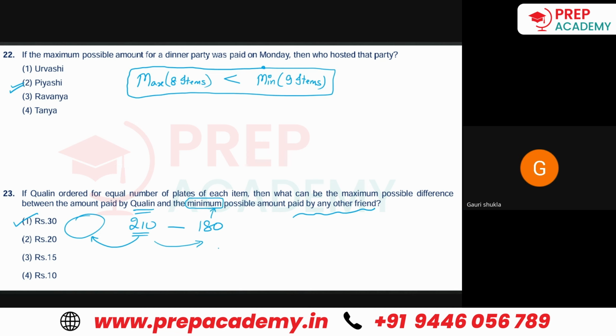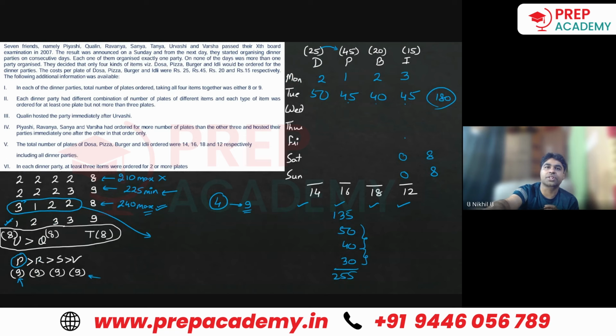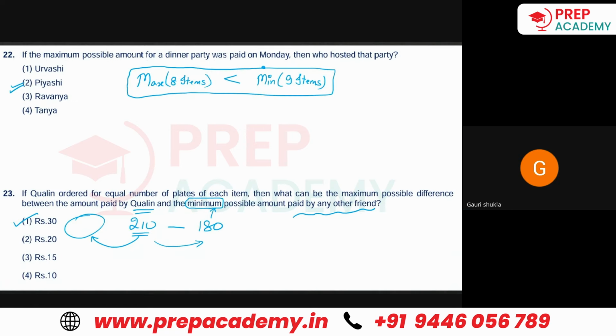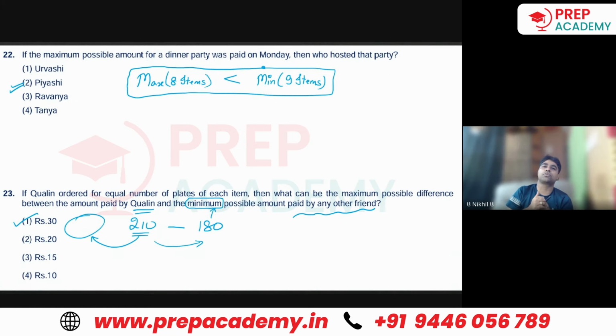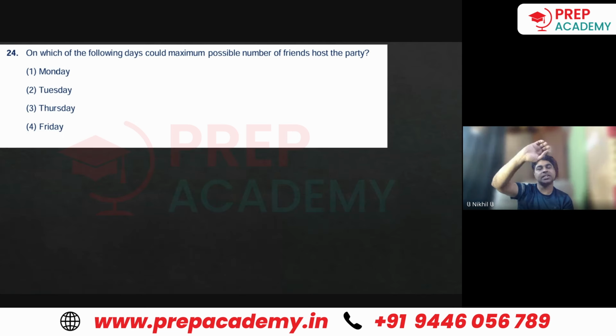So it's the minimum of the 8 items paid for. Minimum of any number of items, but we got to know that with 9 items, minimum cost was how much? 200 only, na? Yes. So with 8 items, the minimum cost would be 180. So we'll take that. Understood now? Yes, sir. The last question is the best one.